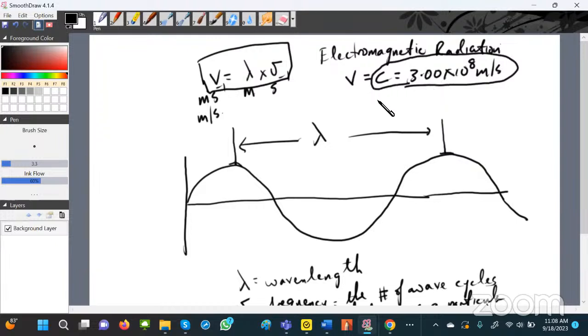So basically, when it comes to electromagnetic radiation, c would be equal to lambda times nu, right? And because c is always one value, that means that there's an inverse relationship between the wavelength and frequency, right? In other words, if the wavelength is large, the frequency will be small, and vice versa, right? Because when they multiply, it's equal to one constant value, all right?